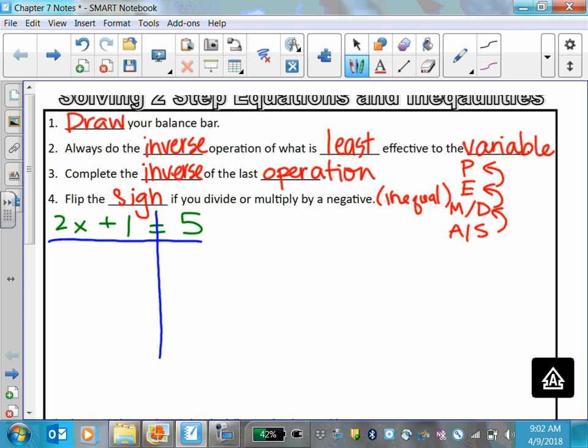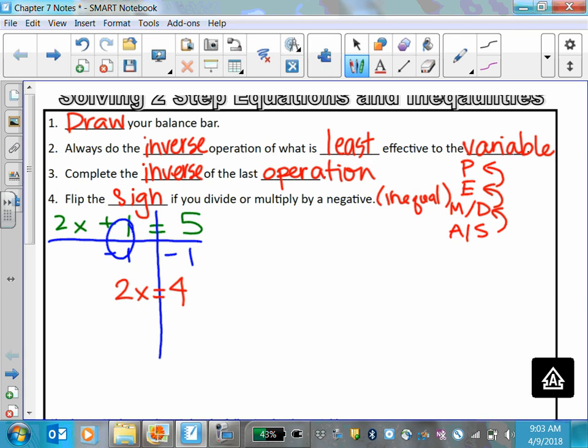So we're going to do order of operations backwards. So we add or subtract first. If it's addition, what's the opposite of addition? So I'm going to subtract 1 from both sides. That's always do the inverse of what is least effective. This plus 1 isn't really affecting the variable. That's why I'm going to do it first. It's the least effective. So plus 1 minus 1 makes 0. So what's left on this side? 2x. Be careful. 2x. And 5 minus 1 is 4. Questions of how I got to that point?